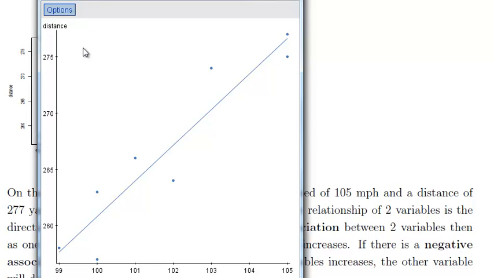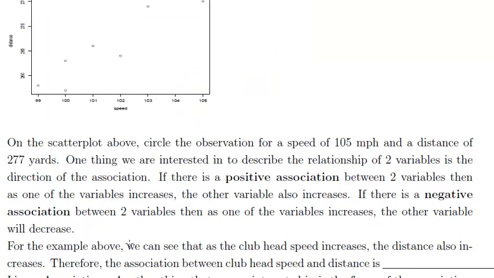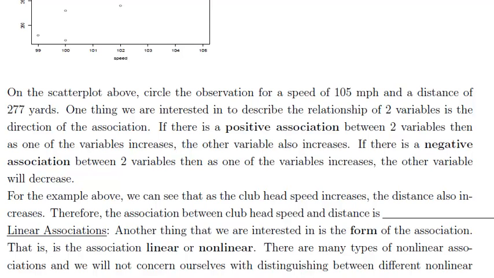A negative association would mean that as speed increases, distance decreases. So you would get a line that slopes in the negative direction, so decreases from left to right. All right, so this is a positive association. That's what goes in that fill in the blank right there.